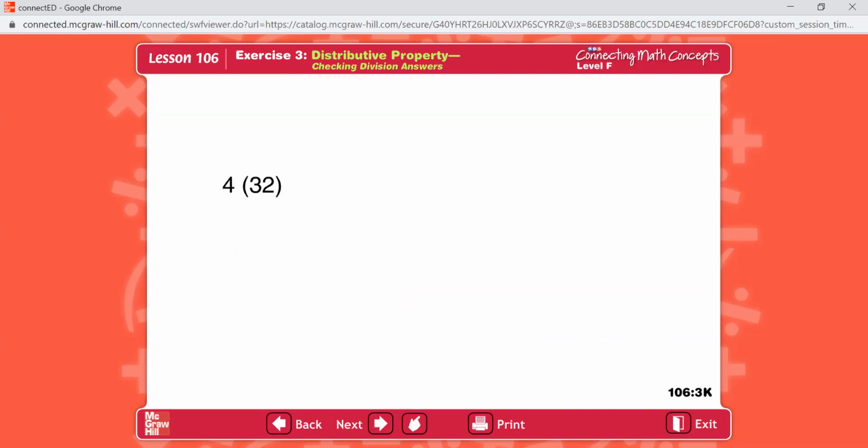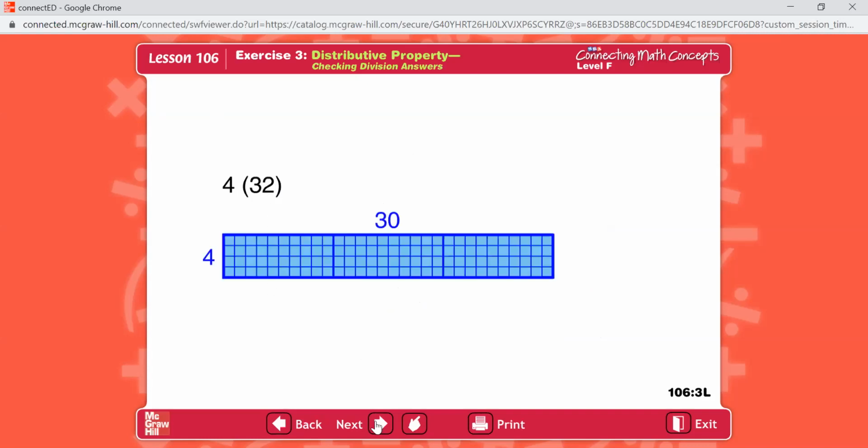New problem. 4 times 32. The problem for the tens is 4 times 30. The problem for the ones is 4 times 2. We make the rectangle for the tens and the ones. Here's the rectangle for 4 times 30, the tens digit. Here's the problem for the ones.